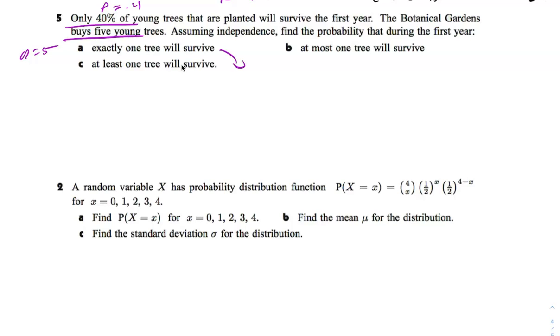Exactly 1 tree. Binomial PDF of x equals 1. Start calculating the answer in a second. At most 1 tree will survive. So remember, at most one I was thinking like at most 1 cookie. So like this, that's perfect for binomial. So binomial CDF, x less than or equal to 1, and then at least 1 tree will survive.